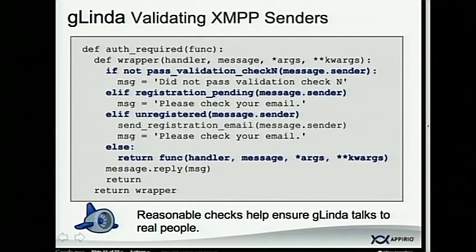We also use other services of App Engine to actually send an email to that user, make sure that they receive the email, click a link. We record that in the data store. We check that on every request. These are things that you can do to just validate that the user is someone that should be receiving these messages.